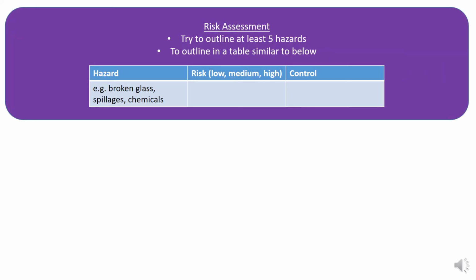Okay, so your risk assessment, you need to try and outline at least 5 hazards or risks, and outline them in a table similar to below. It doesn't have to be exactly the same headings, you can change them slightly if you want, but you want to outline the hazard. You need to say whether the risk is low, medium, or high and explain how you would control it. So, for example, broken glass. You could say that you would prevent the glass from breaking by ensuring that all glassware is placed in the middle of the desk. However, if any glass is broken, you would clean it away using a dustpan and brush and place it in the broken glass bin.